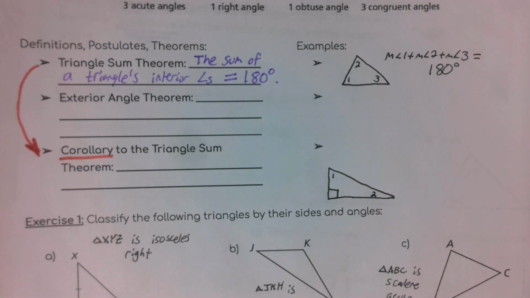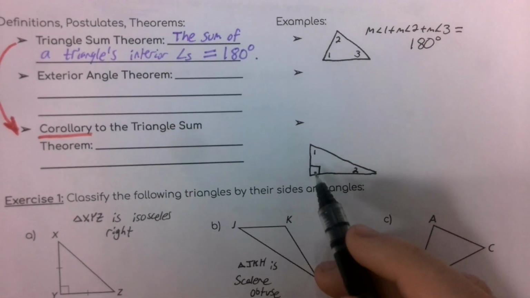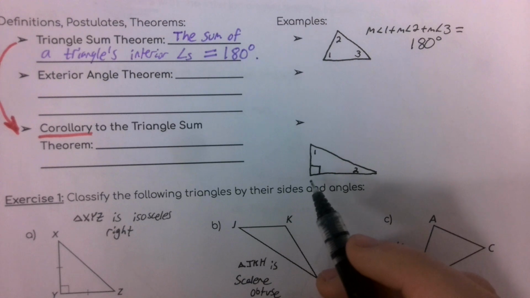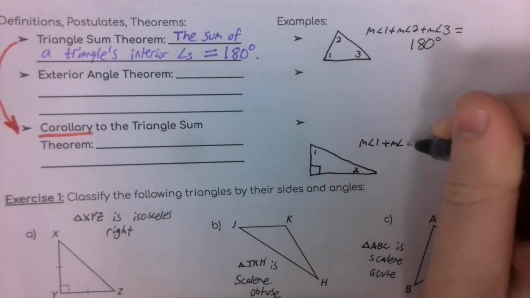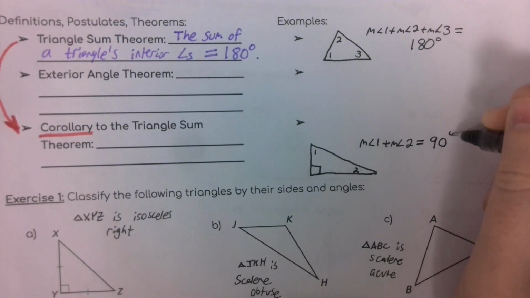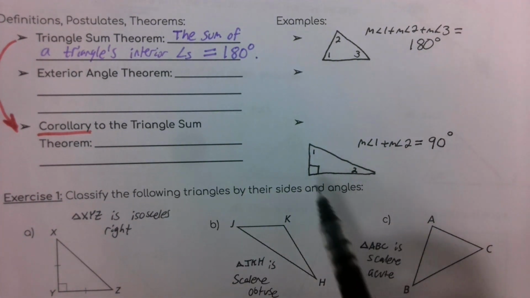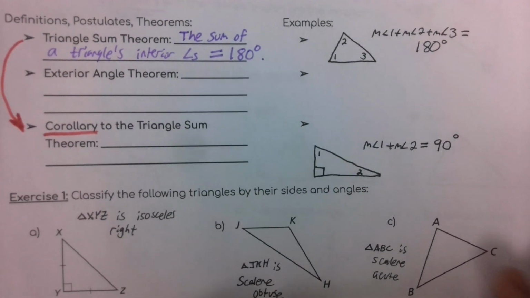Well, the triangle sum theorem says that all triangles should add to 180, and if we know that one of these angles is a right angle, that means we already have 90 degrees of that 180 accounted for. It means that the remaining two angles, 1 and 2, have to make up the other 90 degrees. 90 degrees comes from the right angle, the other 90 degrees comes from the two acute angles.